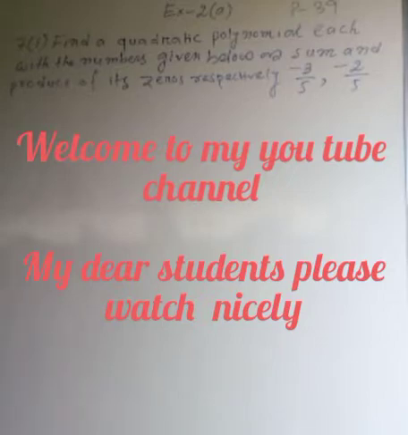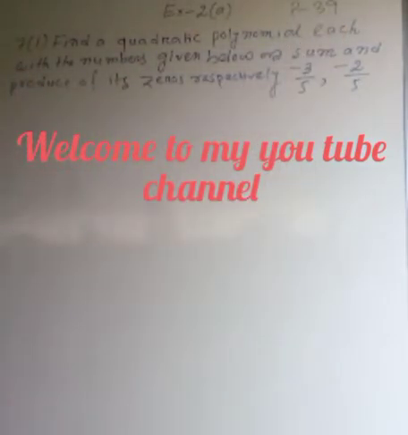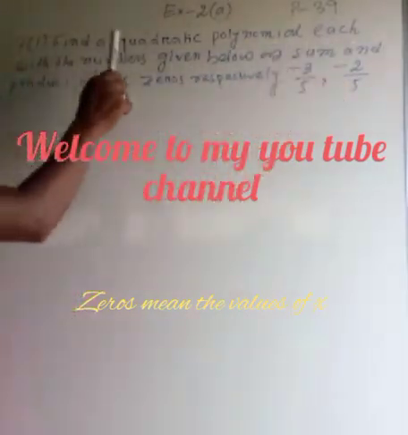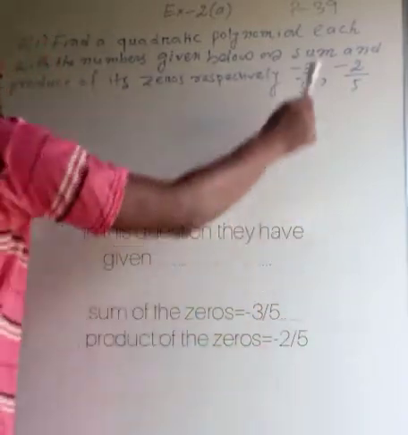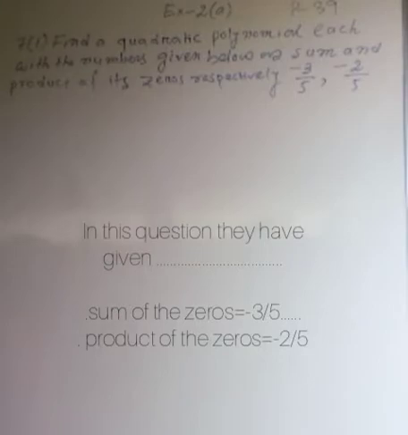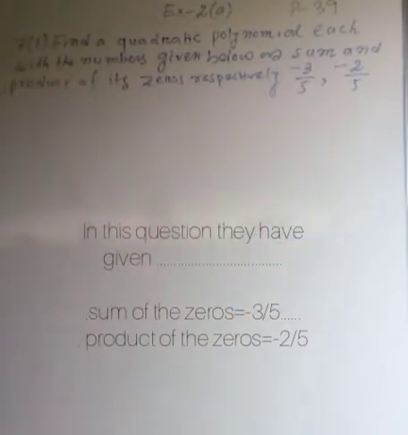Today we are going to solve this question, exercise 2A, page 39, question number 7, Roman 1, for the students of Meghalaya only. My dear students, the question is: find a quadratic polynomial each with the numbers given below as sum and product of its zeros respectively, minus 3 by 5, comma minus 2 by 5.